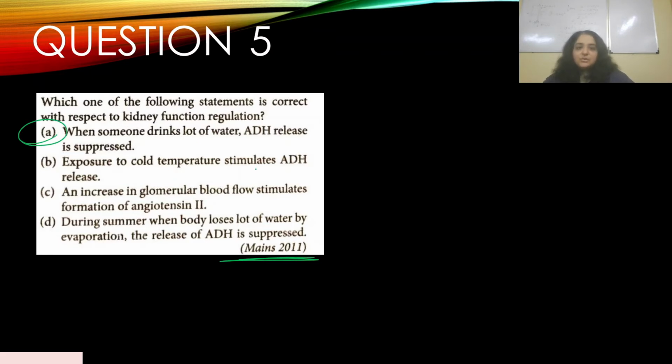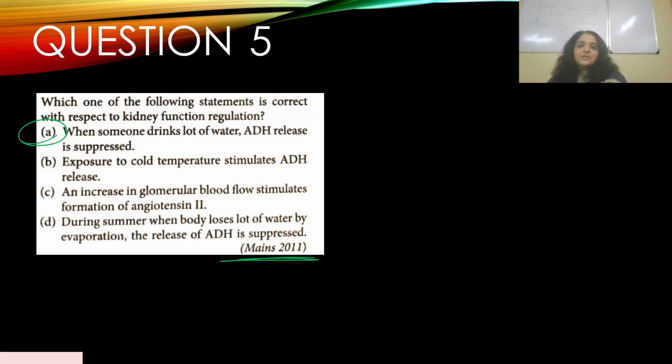So when someone drinks lots of water, ADH release is suppressed. Now I said ADH does, to a certain extent, determine whether we will excrete a concentrated urine or a dilute urine. When too much water needs to be excreted out, ADH secretion will be suppressed because we don't want water reabsorption to happen. We are actually excreting lots of water, so that results in the formation of dilute urine. This is a very important function of the ADH.